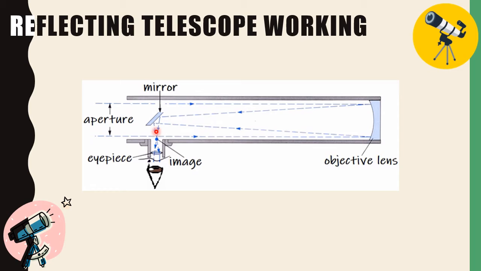To obtain an image, the telescope is aimed at an object and the light enters the tube. The light hits the primary mirror and is reflected to the secondary mirror. It is then reflected from the secondary mirror to the eyepiece, where the image is magnified and sent to the eye. This is the reflecting telescope working and is beyond your syllabus, so explained only for your thorough understanding.